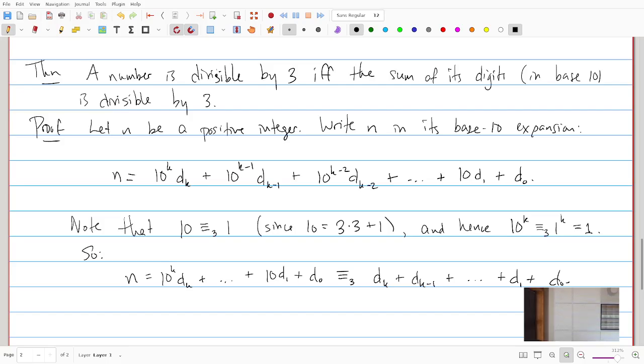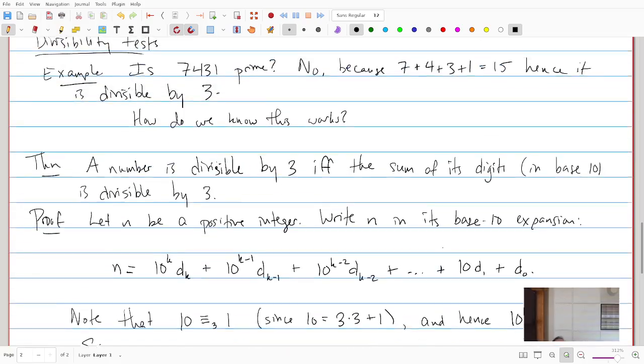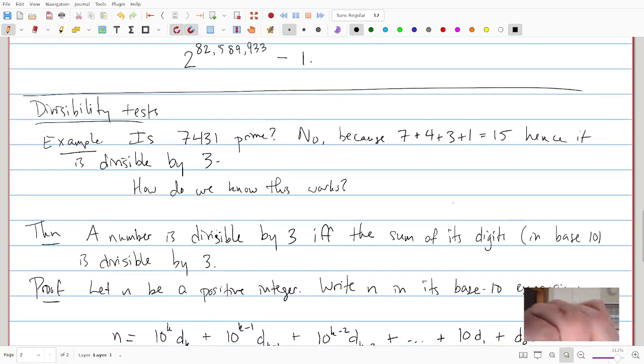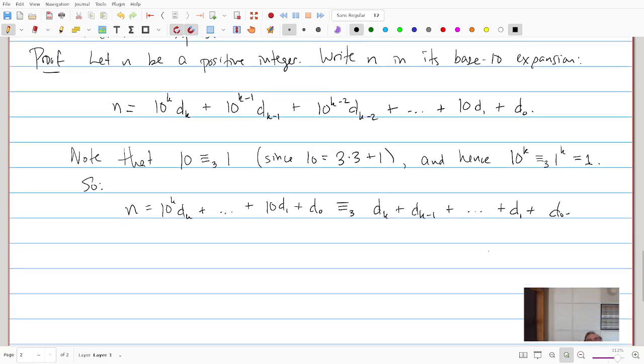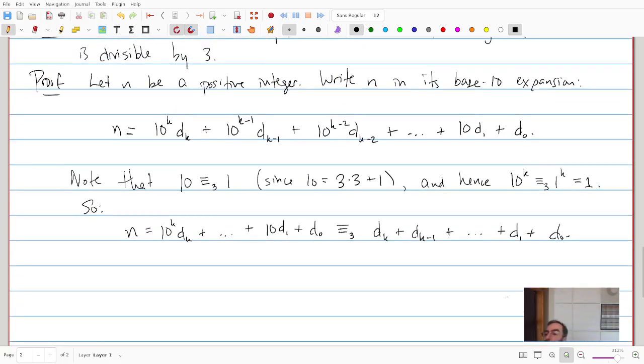So if you take some really big n and you add up the digits and you still get a pretty big number, you can just do this process again until you get a smaller number. So we could have even done it here, like in our example of 7431, you add up the digits, you get 15. You could add those digits again and get 1 plus 5 is 6. And then you're like, okay, 6 for sure is a multiple of 3. Okay.